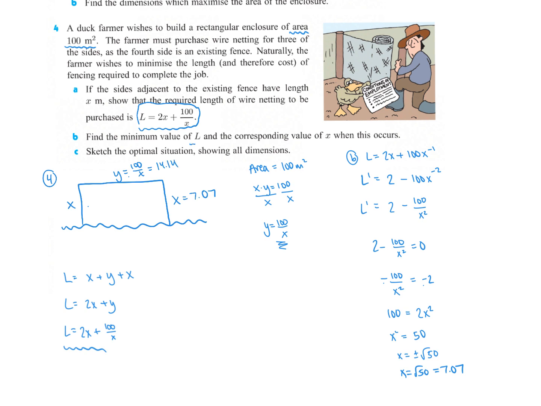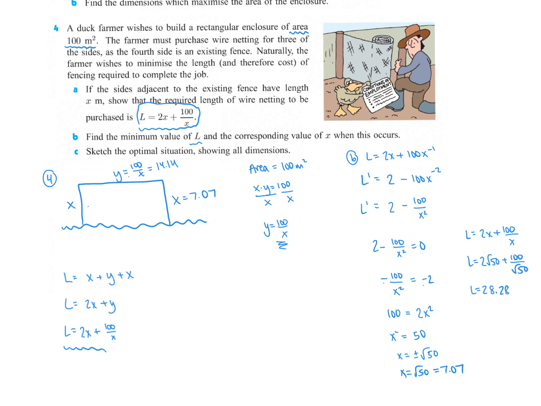And they wanted us to find L. So remember, L is 2x plus 100 over x. So I'm going to say 2 root 50 plus 100 over root 50. I'm going to plug that into my calculator. 100 divided by root 50, and I get the length is 28.28.